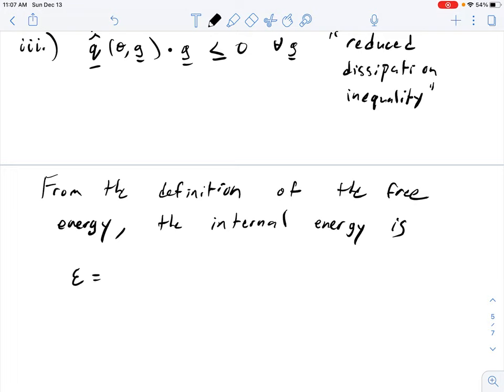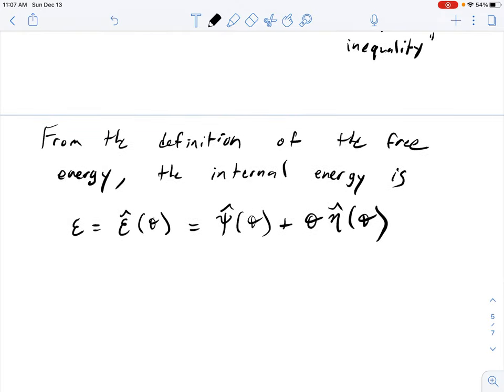So epsilon is equal to epsilon hat of theta, which is equal to psi hat of theta plus theta times eta hat of theta. And we already related eta to the derivative of psi with respect to the temperature, so the derivative of the free energy with respect to the temperature. So we have that that is equal to the free energy minus the temperature times the derivative of the free energy with respect to the temperature.